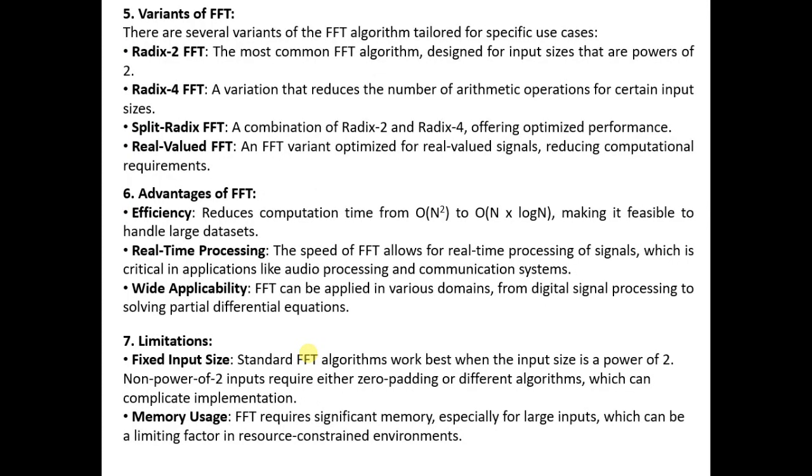Then coming to the variants of FFT, there are basically four variants. First one is the radix 2 FFT, radix 4 FFT, split radix FFT, and real valued FFT. Among these, due to the constraint of time, we will mainly be discussing the radix 2 so that you get an understanding of how this FFT works. Okay. Then advantages of FFT: it is highly efficient, we can employ it for real-time processing, and it has wide applicability, as we have just seen in the last couple of slides. Limitations: we can only use a fixed input size, and the memory usage as we go for large inputs may be quite high.